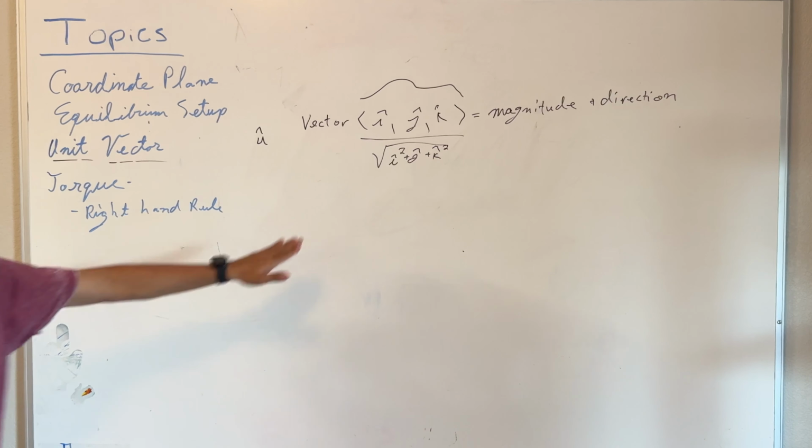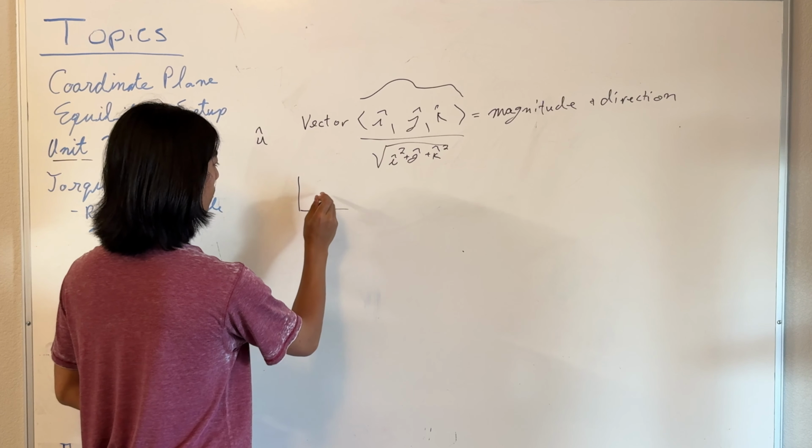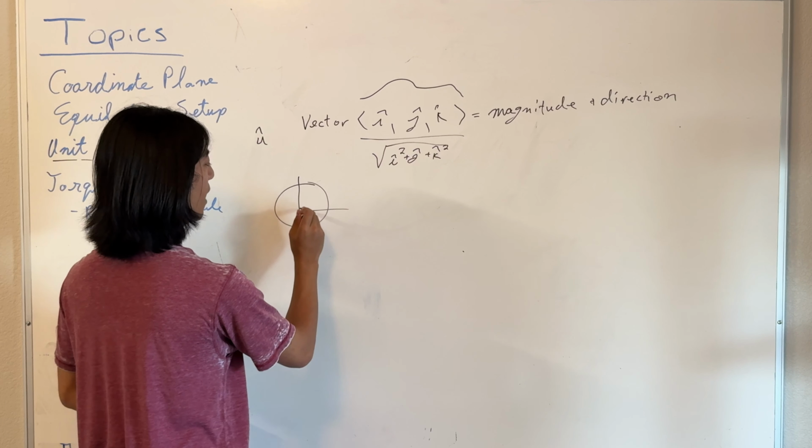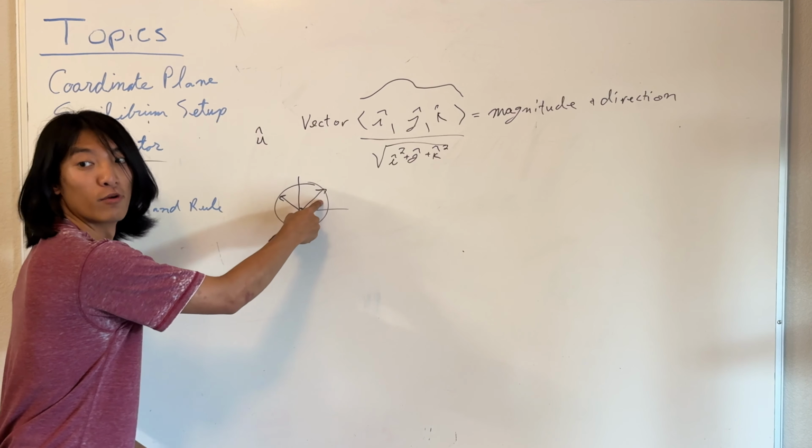So now let's think about the theory behind a unit vector. In 2D space, we remember the unit circle. At any given point, this radius is going to be 1.